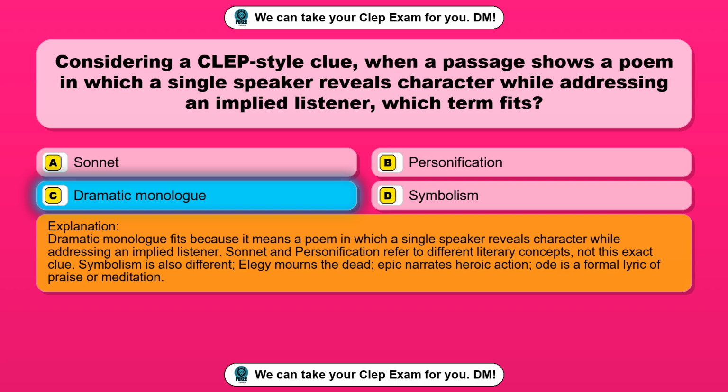Sonnet and personification refer to different literary concepts, not this exact clue. Symbolism is also different. Elegy mourns the dead, epic narrates heroic action, ode is a formal lyric of praise or meditation.